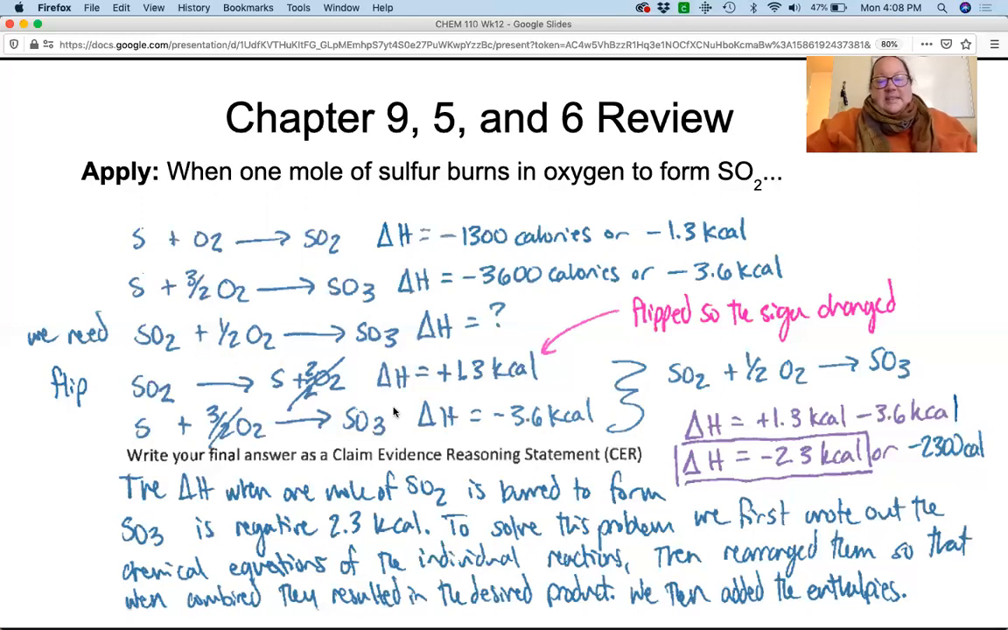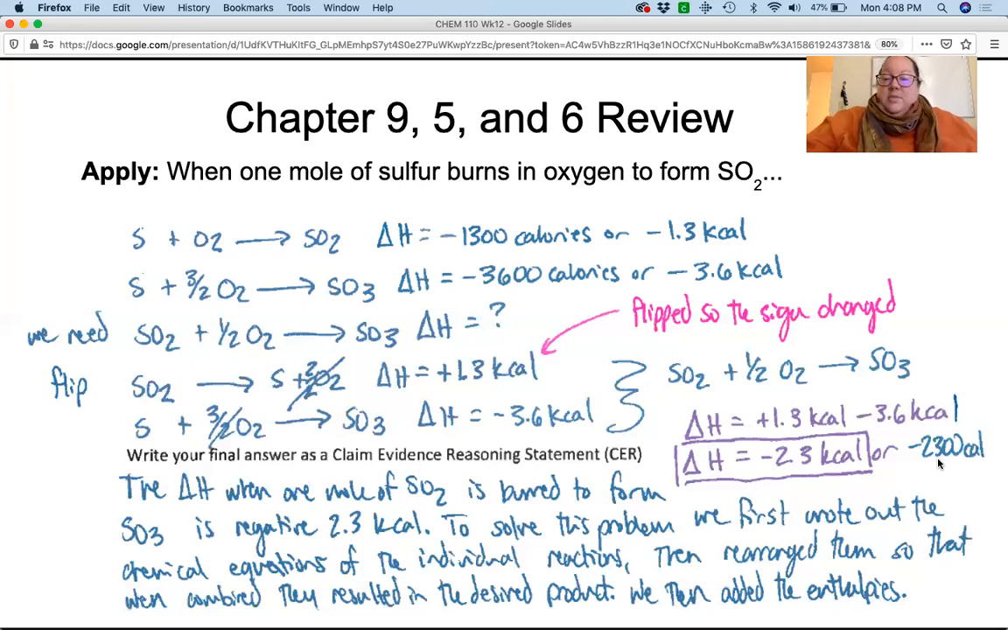Second equation we're going to leave as it is. Now we're going to add these 2 together. Notice when you're dealing with halves, this is really just like dealing with what's in the numerator. So in this case, it's 3 minus 2, or 1. So I have 1/2, which is what I want. It's my desired outcome. So sulfur plus 1/2 O2 goes to SO3. The delta H for that is negative 3.6 kilocalories. So when I add those 2 together, I'm going to get negative 2.3 kcals, or negative 2,300 calories. Remember, the delta H when 1 mole of SO2 is burned to form SO3 is negative 2.3 kilocalories.